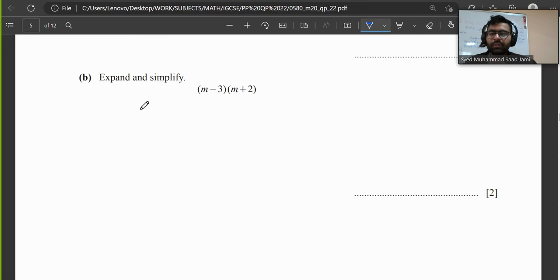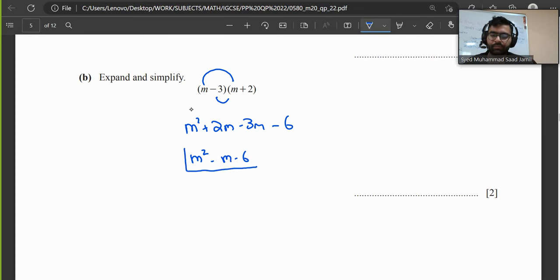This question says expand and simplify. Expand and simplify basically means you will multiply the brackets with each other, m square plus 2m, then minus 3 multiplied by m, minus 3m, minus 3 multiplied by 2 is minus 6. So m square minus m minus 6. That's it. The question just asked you to expand and simplify, so we'll stop over here.